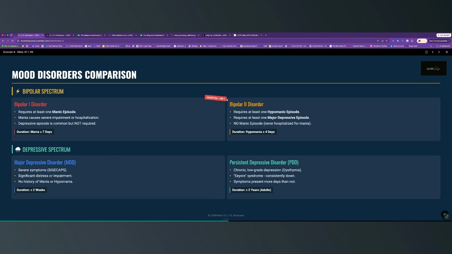Can someone tell me the big difference between bipolar 1 and bipolar 2? Mania. Absolutely. If a person has had a manic episode, they will not be defined as having bipolar 2. They will always be in that bipolar 1 category. So you must understand and remember, if someone has had a manic episode at a point in time in their life and has been diagnosed with bipolar, they have bipolar 1.